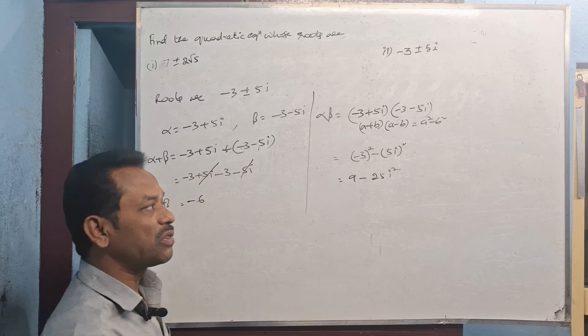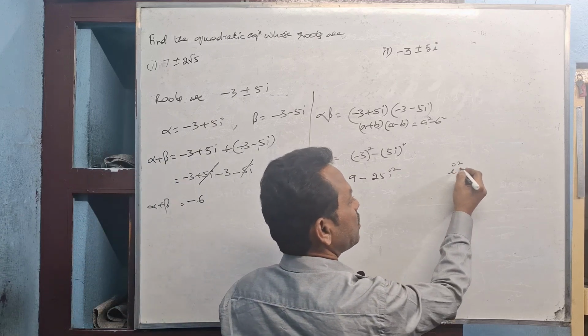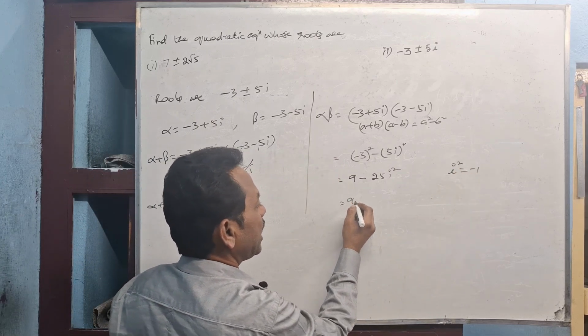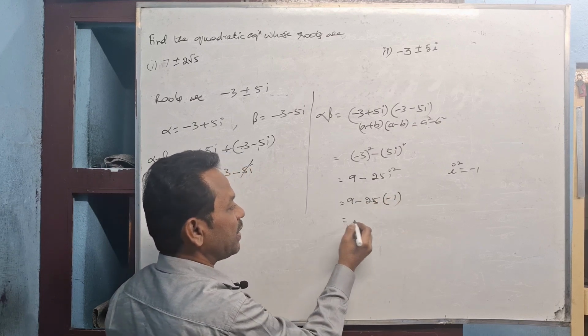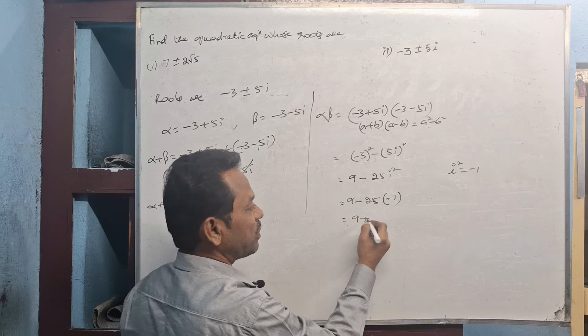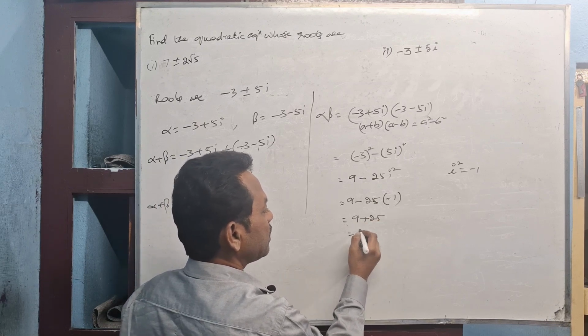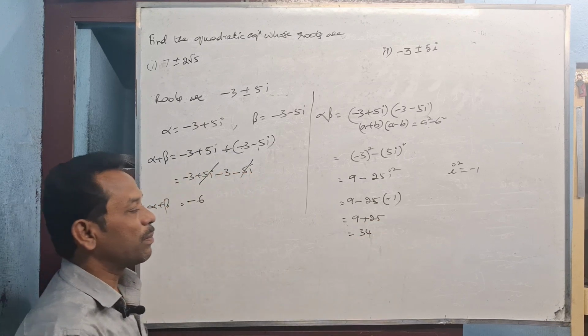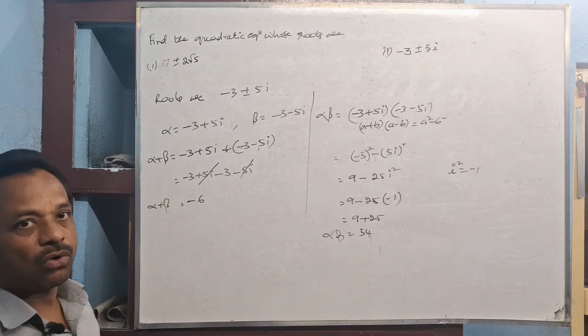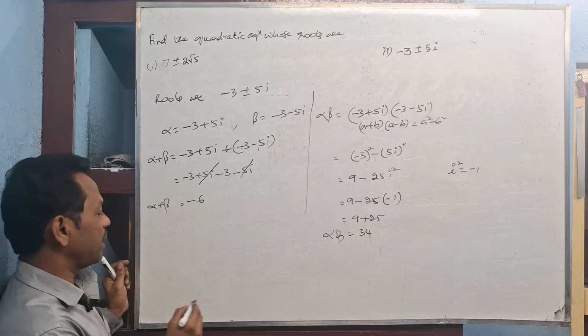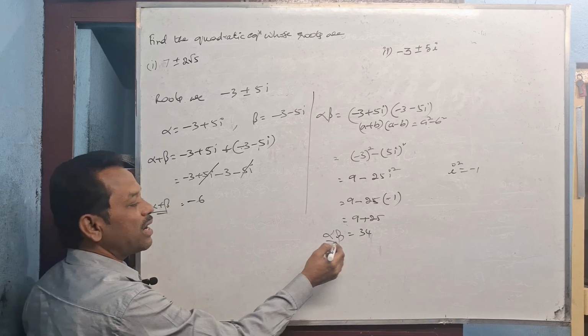We know that i square is minus 1. So 9 minus 25 into, in the place of i square, let me take minus 1. So we get 9 plus 25, which is 34. So the product of roots alpha beta is equal to 34. Okay, hope you understood everyone, right? Now we know alpha plus beta and alpha beta.